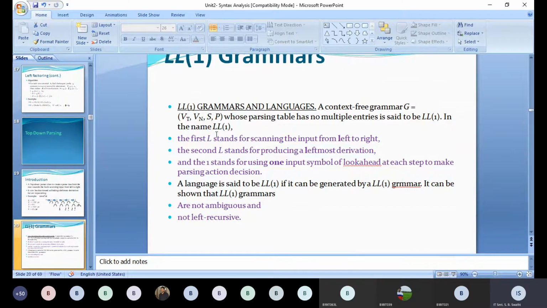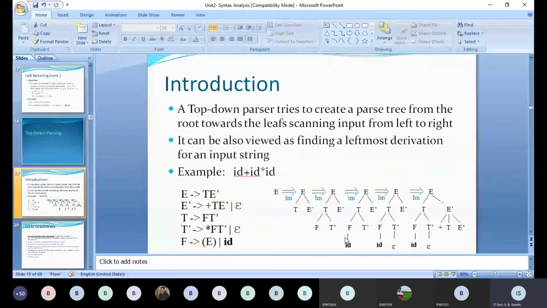Then what is this second L? The second L stands for leftmost derivation. Always we are going to derive the terminals from the left side. In this tree we were generating, see here, first the leftmost branches are derived with the terminals. Then only we go for the rightmost. Here F is there, T dash is there. First we generate a terminal on the left side of the tree, then we generate a terminal on the right side. So this is leftmost derivation.